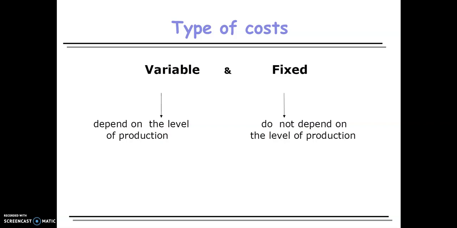Types of costs. There are variable costs and fixed costs. Variable costs depend on the level of production. Variable cost is a cost that changes in proportion to changes in the related level of total activity or volume. Fixed costs do not depend on the level of production. Fixed cost is a cost that does not change in total when the related level of activity or volume changes.